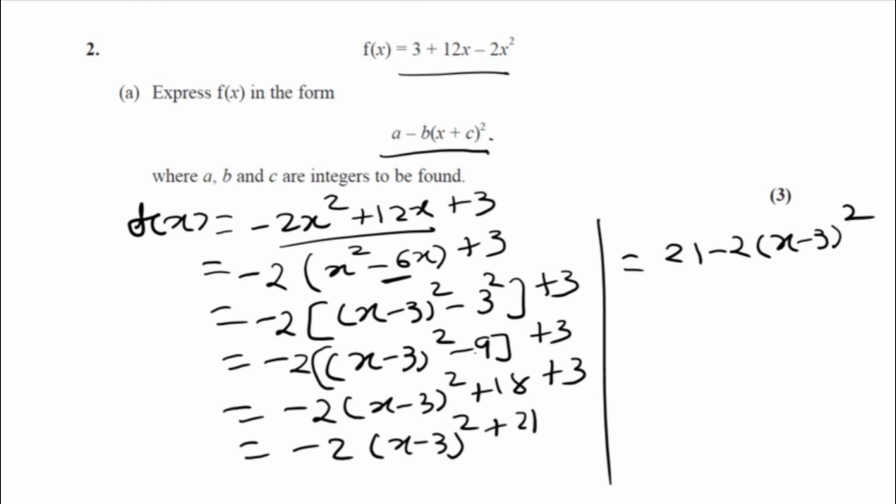So now compare this and find a. So a is equal to 21, b is equal to minus 2. Already minus is there, so you can write plus 2. And c is equal to minus 3. So this is our answer.